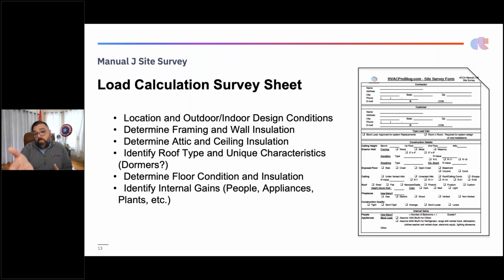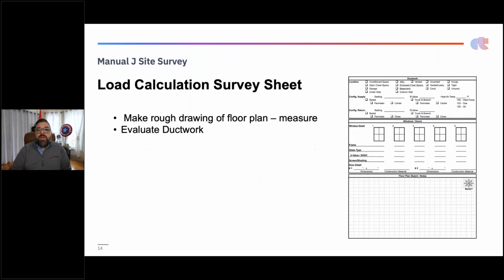And you can see when I teach a full design class, we talk about all the construction details, the design temperatures, why, right? Ceiling characteristics and floor condition and identifying the insulation based on what it looks like and the depth, all these different pieces, right? We'll talk about internal gains today, obviously. But on the back side is more information that you need to gather, right? Like the location of the ductwork.